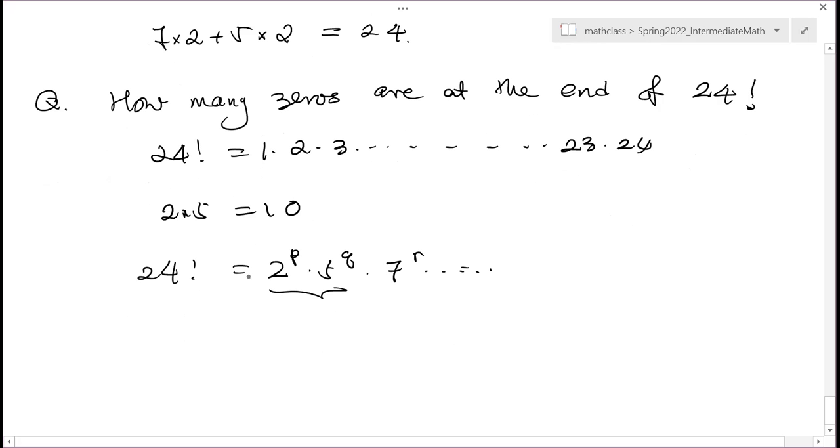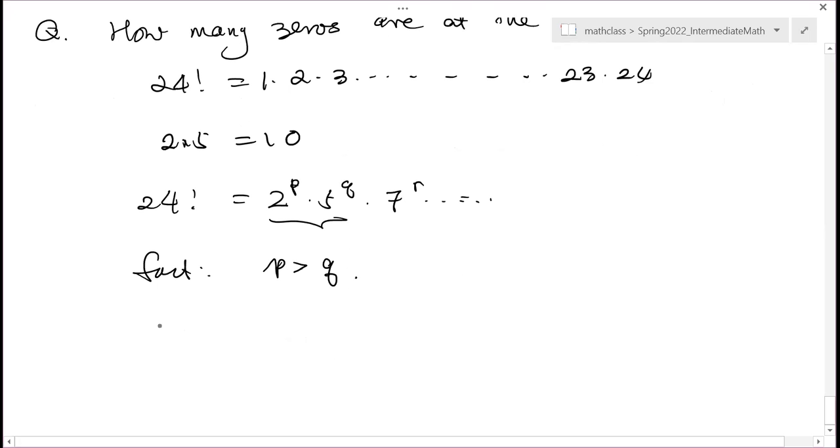But as you can see, there are too many 2s. Here is an important fact: p is always greater than q. You know why? Because there are too many even numbers. So don't worry about the 2s, there are enough 2s there. Just count how many 5s. And you will see that here's a 5, here's a 10, 15, and 20, and that's it. So this implies q is going to be 4.